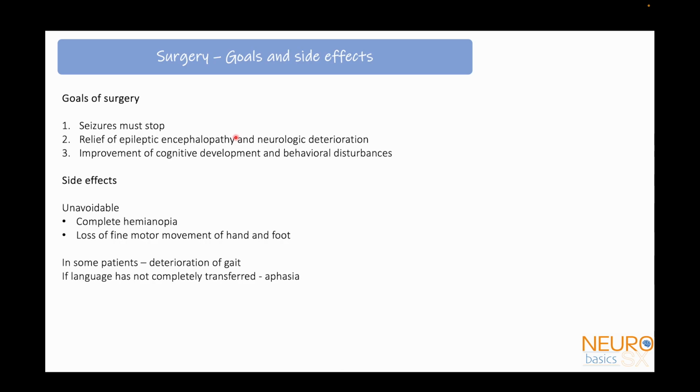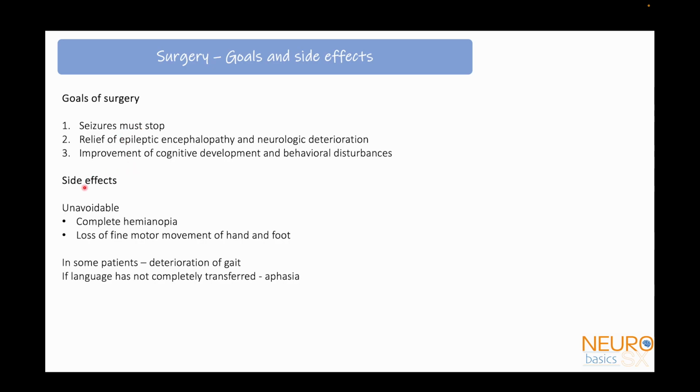So once you stop these seizures, either by medicine or in drug refractory cases with surgery, this epileptic encephalopathy should resolve and the patient's psychiatric and neurologic condition should improve. So that's another goal of surgery in these patients. Right? So once we stop that, there should be some improvement in cognitive development and behavioral disturbances. But the main goal of surgery is that seizures should stop.